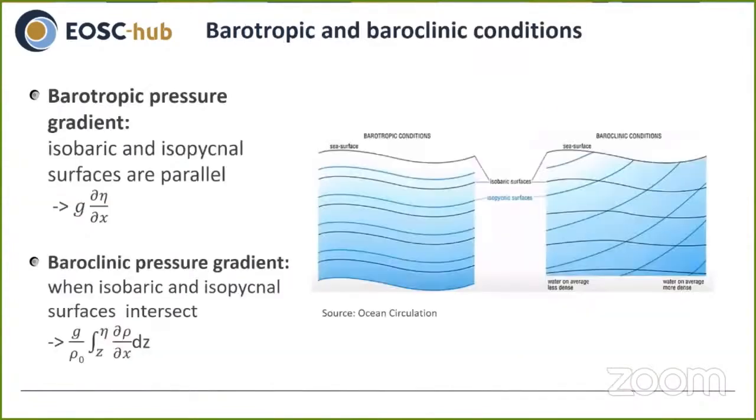So, let's start with barotropic and baroclinic conditions. In barotropic conditions, the isobaric surfaces, the surfaces with constant pressure, follow the sea surface. In this case, isobaric and isopycnal surfaces, with constant density, are parallel, as shown on the left. The barotropic pressure gradient is thus the part of the pressure gradient that is due to the slope in sea surface. In baroclinic conditions, the surfaces of constant density intersect the surfaces of constant pressure, as shown on the right, and the density field can modify the pressure gradient. In this case, we have the baroclinic pressure gradient.